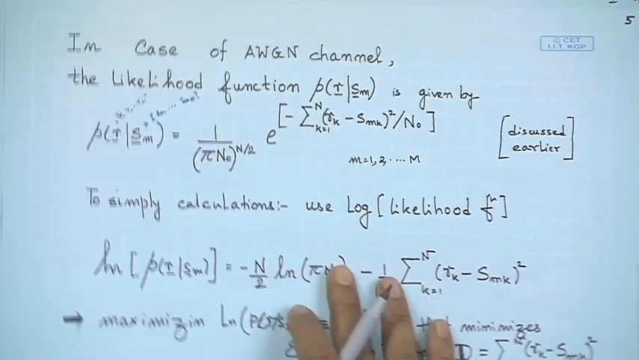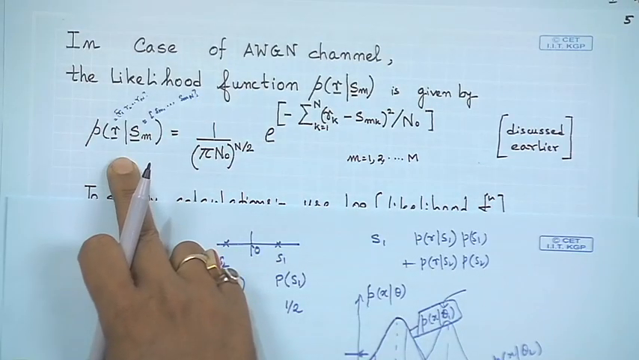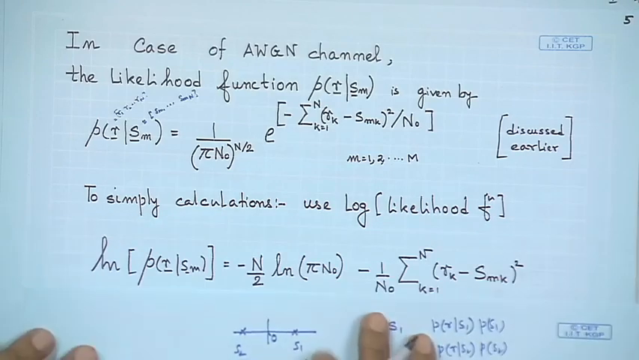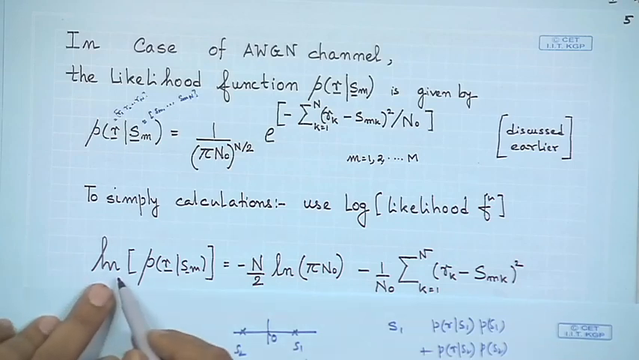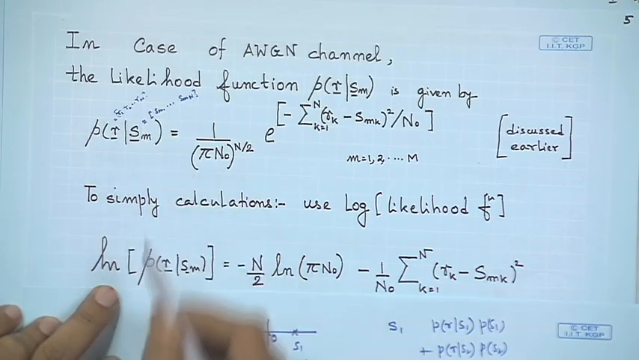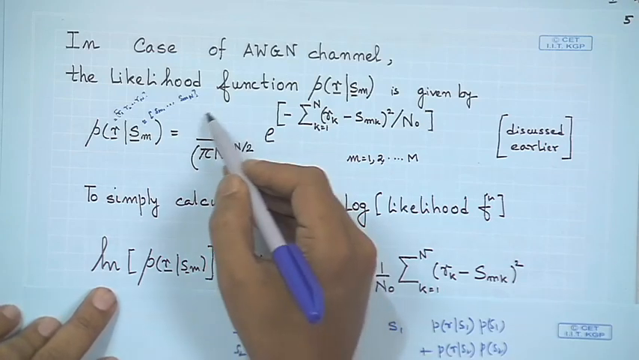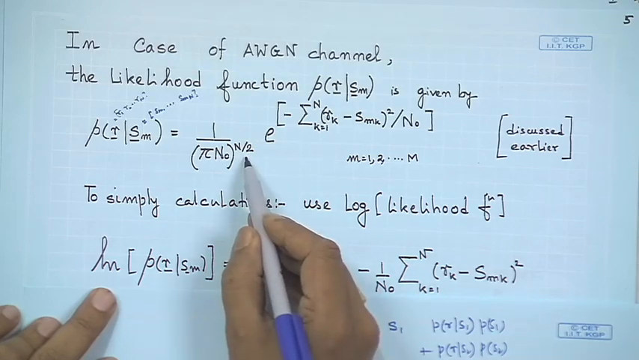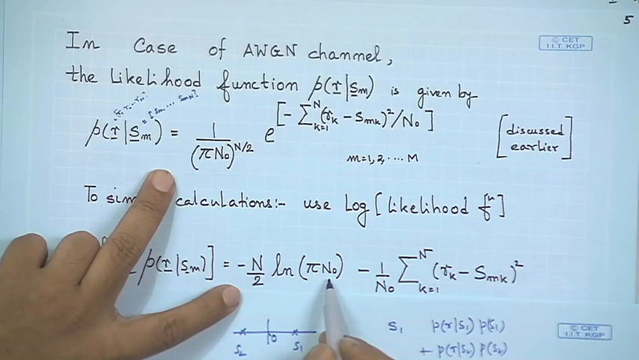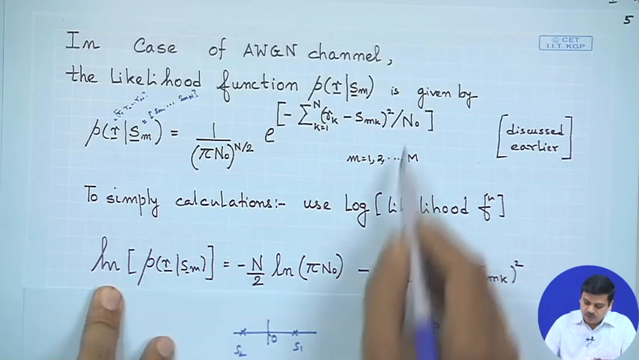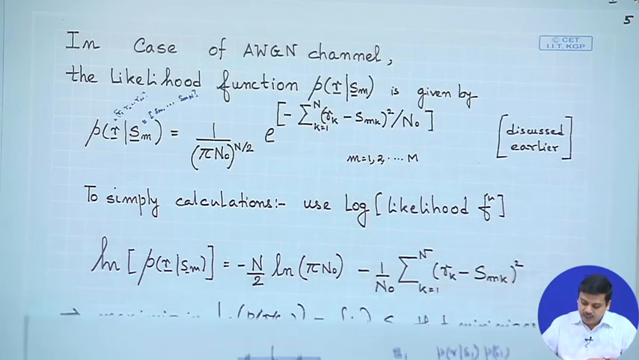That is why it is called the likelihood function, and when we take the log of this likelihood function, it is called the log likelihood function. So, instead of maximizing the likelihood function, you can take the log of it, because log is a monotonic function. Maximizing this gives the same argument as maximizing the original. Taking the natural logarithm, you are going to get minus n by 2, ln pi n naught, which is straightforward, and since this is e and we are taking a natural logarithm, the exponent would come straight down. So, you have the expression which was in the exponent of e.